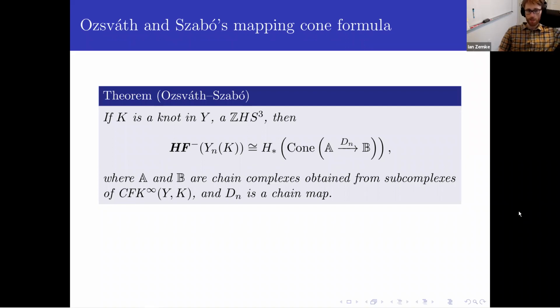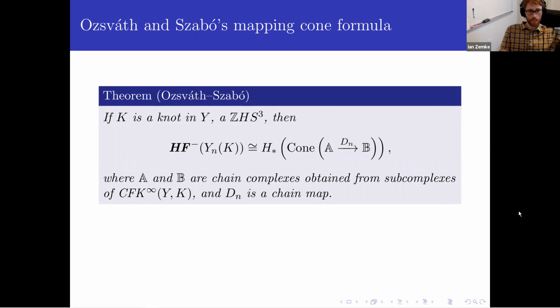And it takes the form of a mapping cone formula. A and B are these gadgets built up from subcomplexes of CFK infinity, and they seem complicated. This mapping cone differential, D_N, also looks complicated, but for the most part, for knots in S3, it's completely computable, and it's not actually that challenging of a formula to get your hands on.